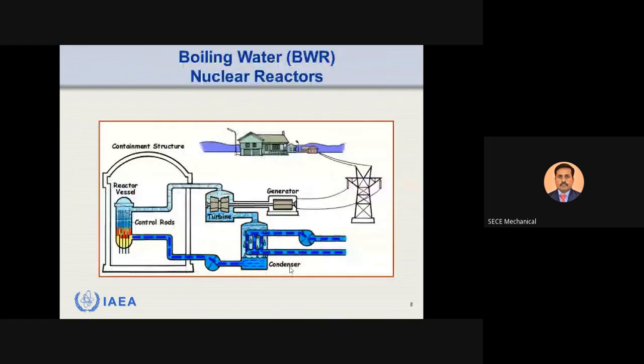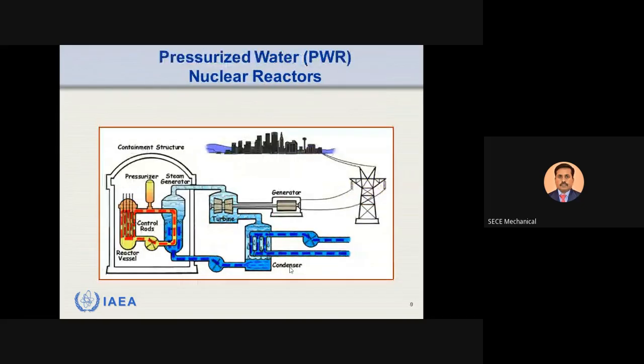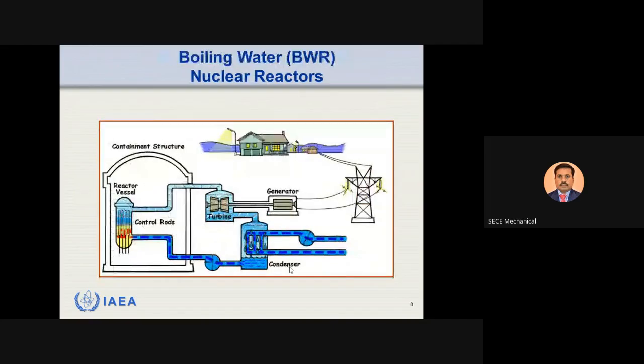Based upon that, we classify the boiling water reactor. In a boiling water reactor, the heat exchanger is inbuilt. The pressure vessel and nuclear reactor act as a single unit in the case of a boiling water reactor.